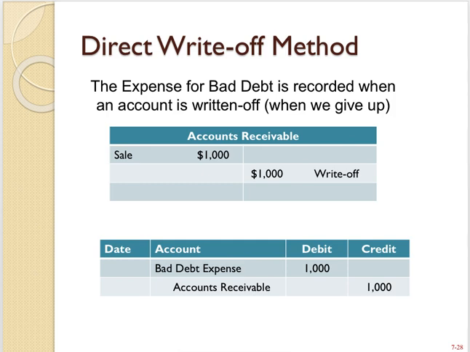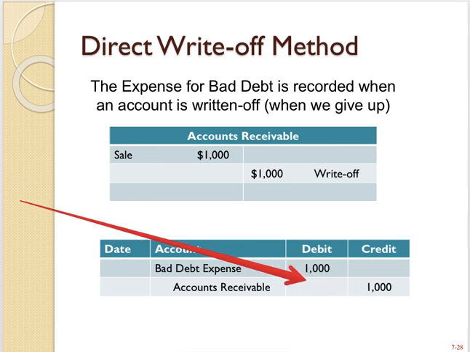So there are two methods for accounting for bad debt. Okay, one method is the direct write-off method, and that method says the expense for bad debt is recorded when an account is written off or when we give up. Okay? So, like we said, the write-off is taking it out of accounts receivable or removing the asset. So we remove an asset or decrease an asset with a credit. If you go back to your debit credit rules, right? Our asset is going down, which is a credit of $1,000.